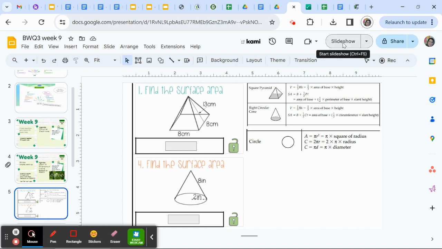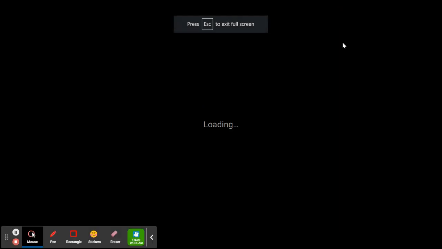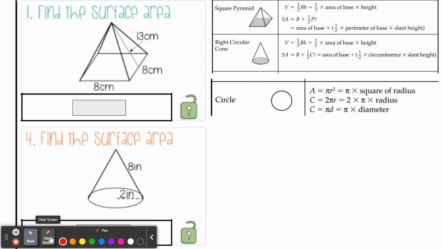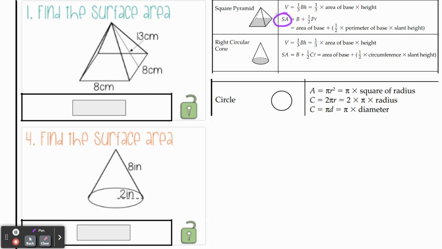So I already have some of it up and ready for you to go. All right, all these formulas will be posted for you, so you'll be able to use them. Let's go purple and move this out of the way. Okay, so a pyramid has four triangles and a square for a base. SA stands for your surface area. B is for the area of your base, plus half of the perimeter times the slant height. But slant height is this height that goes all the way here. So that's your slant height.